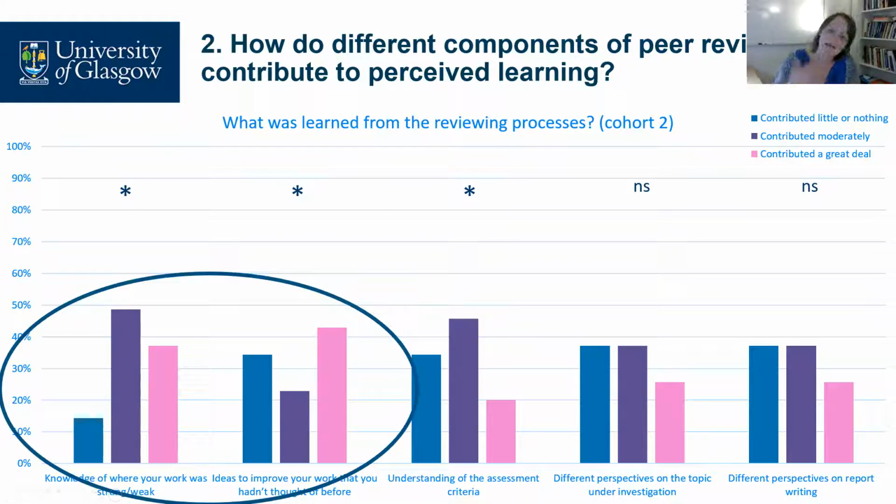But again, and it fits with this idea that we're building up, another thing that people seem to be learning is how to improve their own work. So they gain knowledge of where their work was strong or weak, and ideas to improve it that they hadn't thought of before. They're learning how to improve their own work just from the reviewing process.